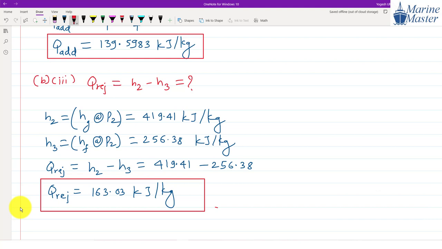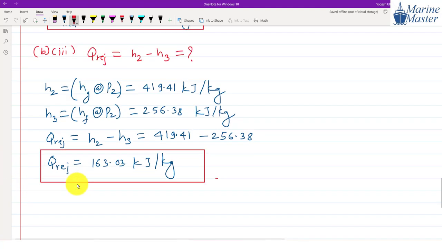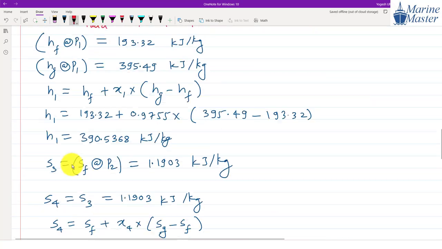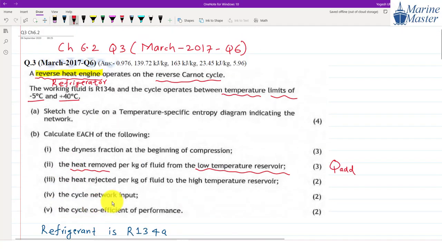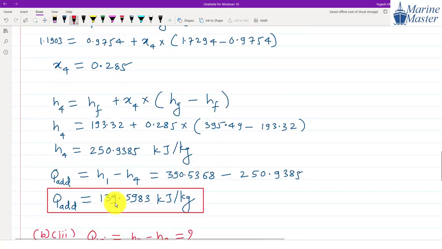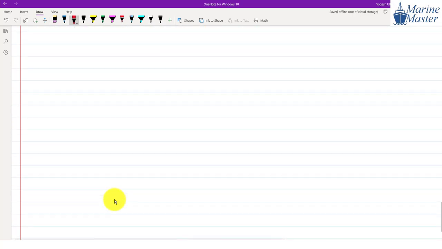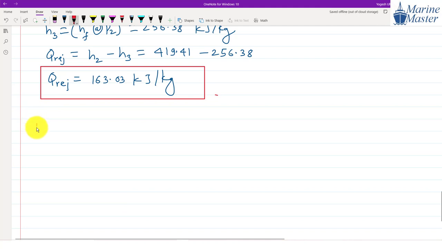Now we got the heat rejection. After the heat rejection, what are they asking us? Cycle net work input. So B's fourth part is W net. In B's fourth part, our target is W net.